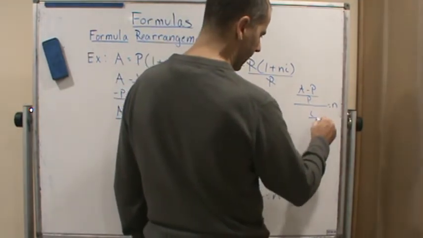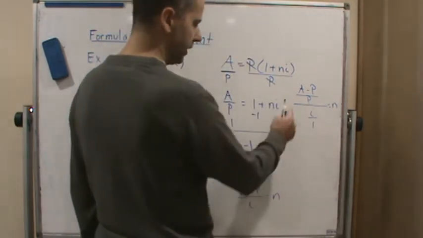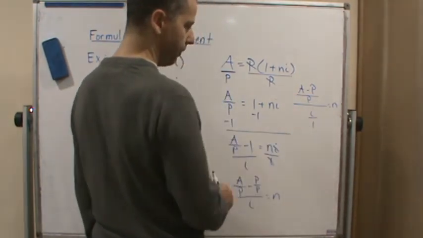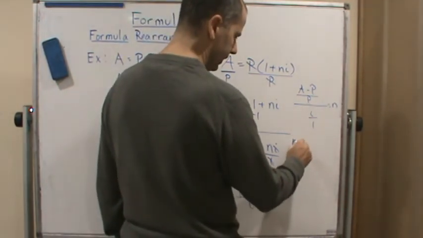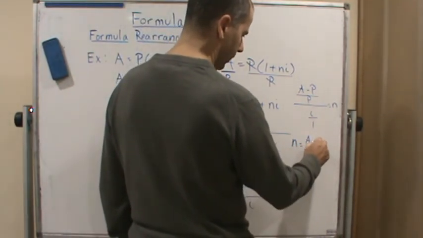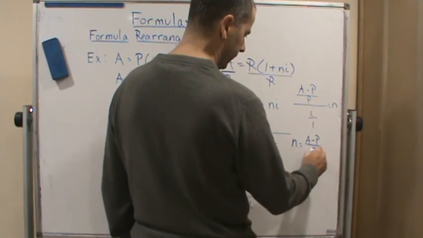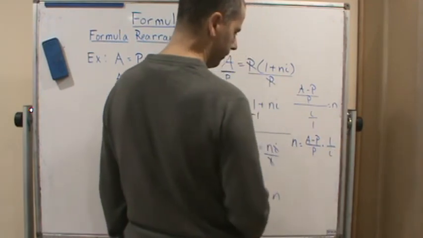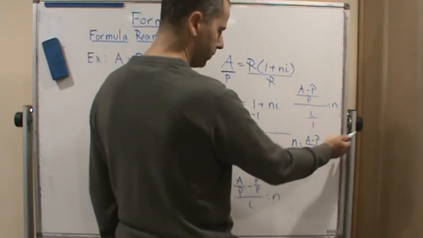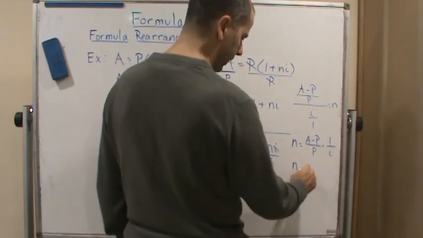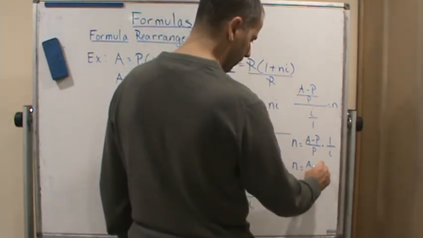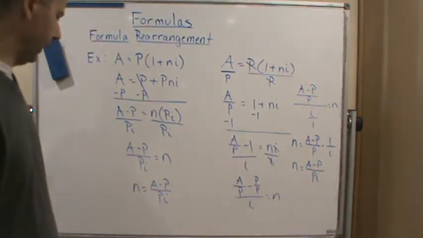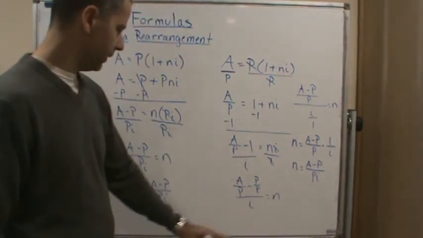Well, this is the same as I over 1, right? So I can change this to a multiplication by taking the reciprocal of the bottom. So I'm going to write this as n is equal to A minus p over p, times 1 over I. And then I just multiply across the top and the bottom, and so I get n equals A minus p over p I. So I do get the same thing. This is the same as this.